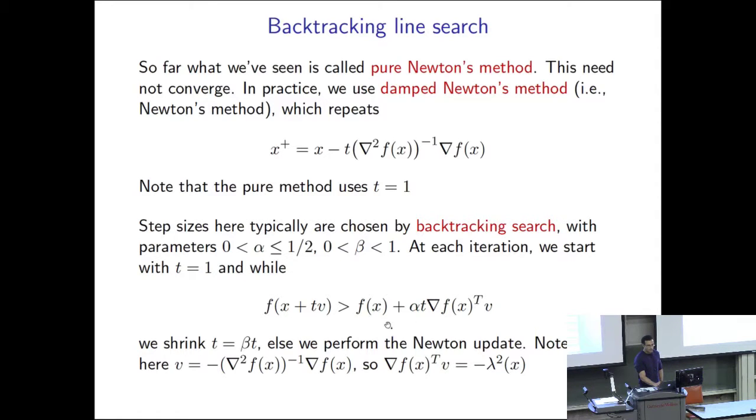So backtracking, it's really the same backtracking that you saw with gradient descent. It's in fact the exact same exit criterion. The only thing that changes is that this v is now Hessian inverse the gradient, or negative Hessian inverse the gradient. It's not just the gradient or the negative gradient as it was in gradient descent.